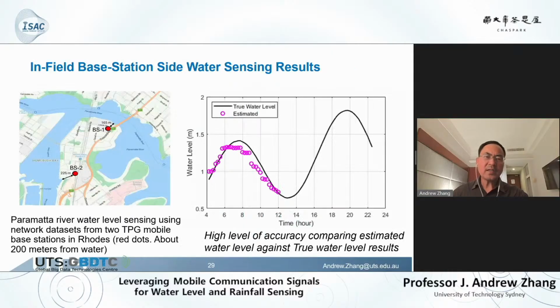Here is one example showing that using two base stations' data sets, we can estimate the water level up to an accuracy of about 20 centimeters. Although the accuracy is not that high at the moment, there is still great opportunity for improving the accuracy. This experiment just demonstrated the possibility.